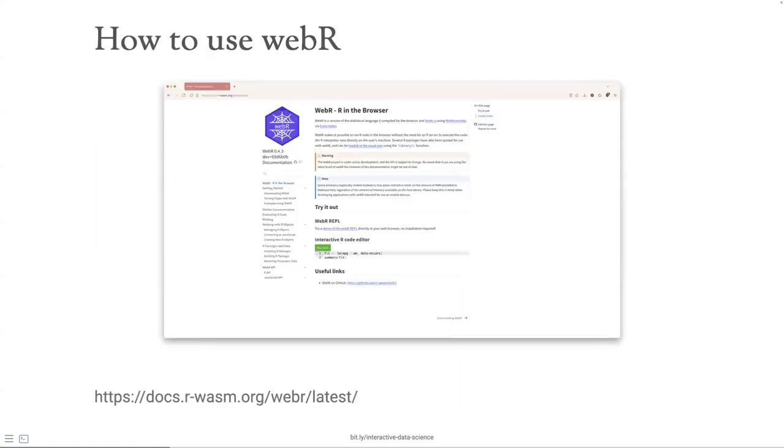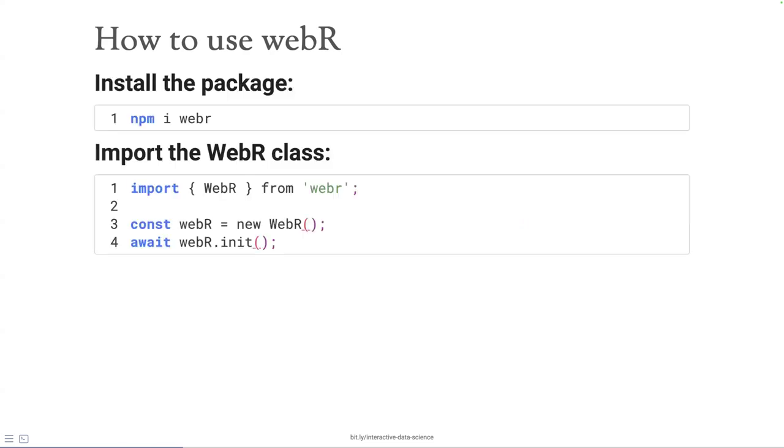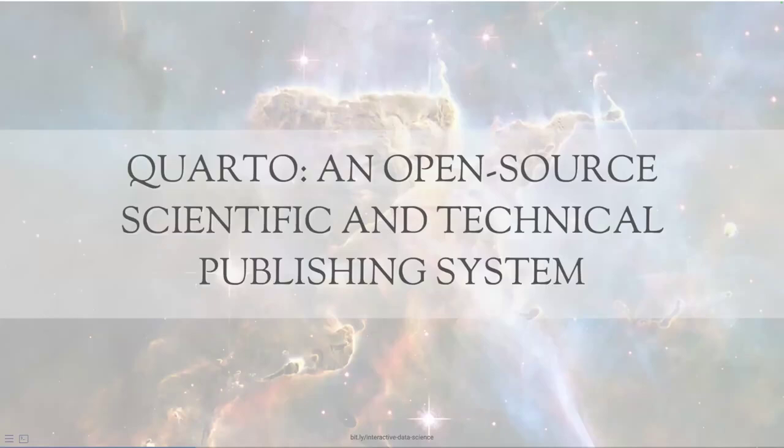In terms of how to use WebR, if you go to the WebR documentation linked here, it's very robust and very detailed. But if you're like me, you look at the front page and it says install the package npm i webr. And you're like, okay. And then import the WebR class, and it has this. And then you realize, oh, this is JavaScript. So what if you don't know JavaScript like me? WebR does aim to be quick and easy to use for those who do. But if you don't, what options do you have? And that is where Quarto comes in.